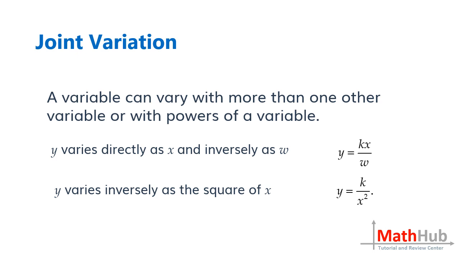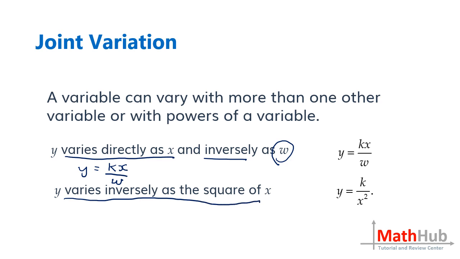So that means, remember, if it's just y varies directly, we have y equals kx, right? But since you have inversely, that means that the variable appearing over here will appear in the denominator. And similarly, for this one, y varies inversely as the square of x. So varies inversely means that this variable over here will appear in the denominator.